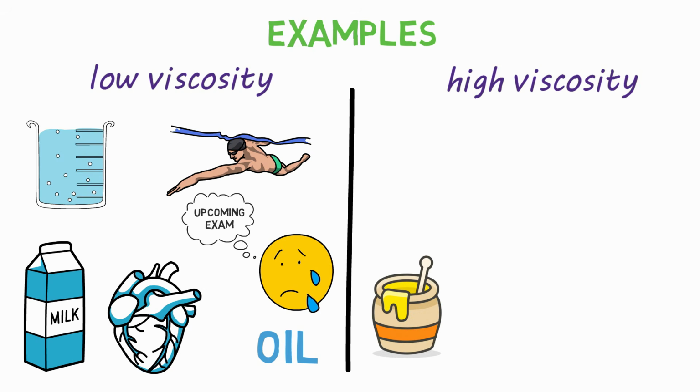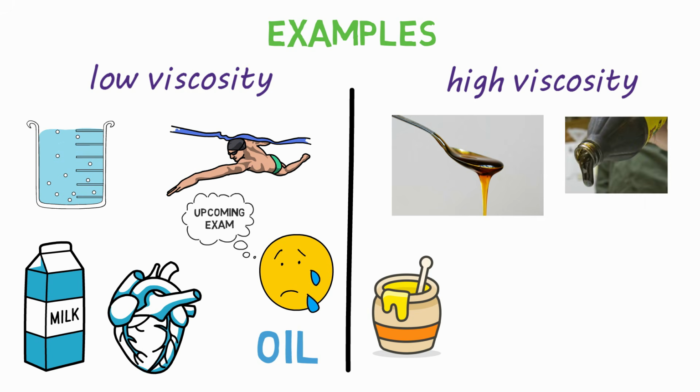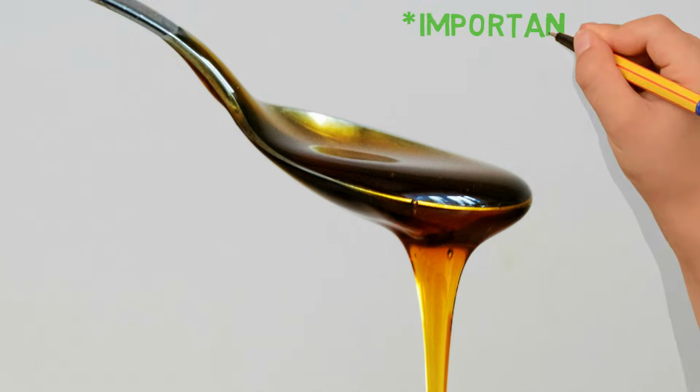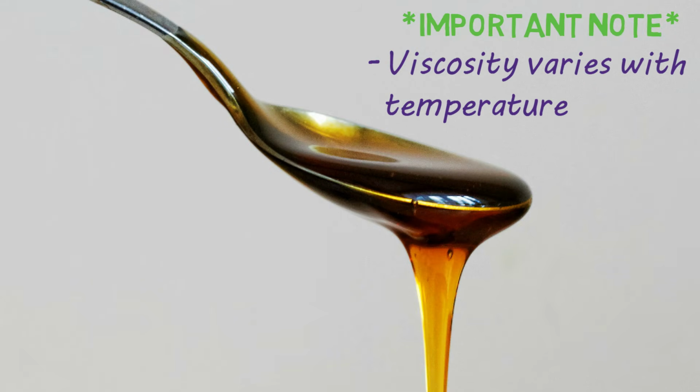Honey has a high viscosity because it has a high resistance to flow. You have to squeeze the container to get it out, it globs up, and has to be spread around with a knife. It does not easily flow. Other examples of high viscosity fluids include molasses, glue, and even peanut butter, which has such a high viscosity it acts like a solid. It's also important to note that viscosity varies with temperature.